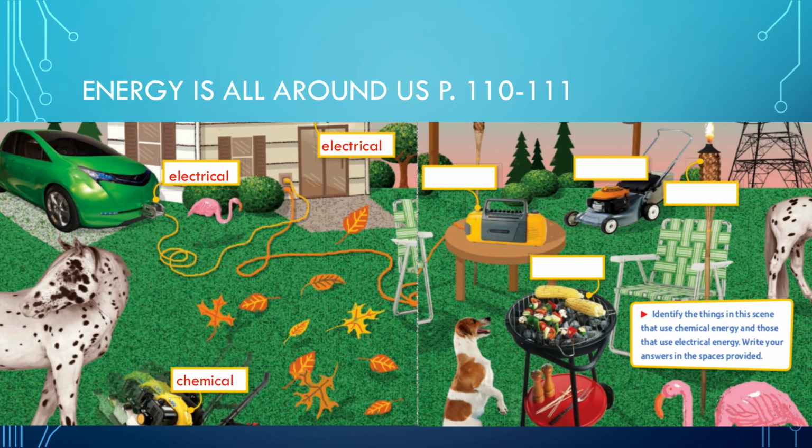The leaf blower would use chemical energy. The radio is plugged in and it uses electrical energy. The lawnmower uses chemical energy. The tiki torch also uses chemical energy. And the grill uses chemical energy.